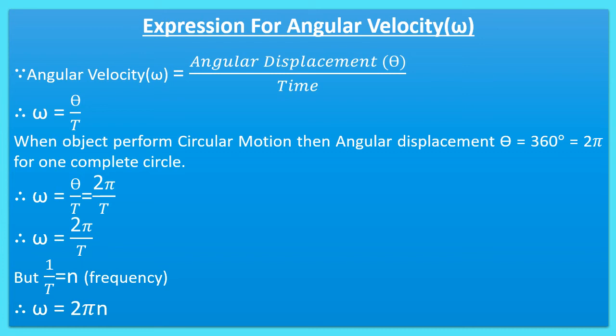Expression for angular velocity omega. Now what is angular velocity? What is normal linear velocity? Linear velocity is displacement upon time. So angular velocity omega is angular displacement upon time. So we can write omega is equal to theta upon t. When an object performs circular motion, its angular displacement for one complete rotation is 360 degrees, which means 2 pi. So omega can also be written as 2 pi by t, but 1 upon t is a frequency. So the expression for omega comes, omega is equal to 2 pi n, where n is frequency.